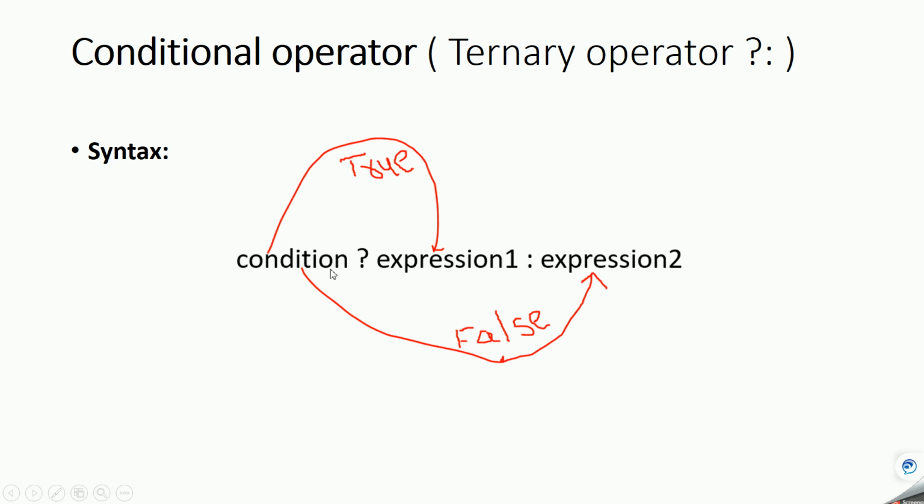There will be some condition, and suppose if this condition is true, then this expression will get executed. If this condition is false, then this expression will get executed. So we call this conditional because based on some condition, a different operation will happen, and it is ternary because we have three operands here. You can see 1, 2, 3 and two operators, that's why it's called ternary. So let's see an example here.